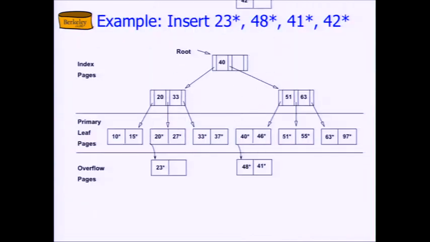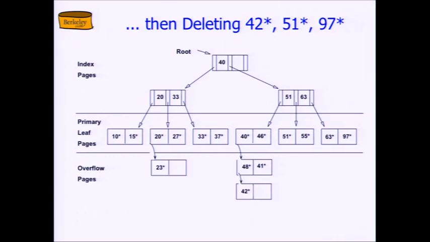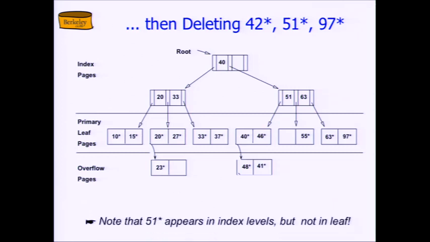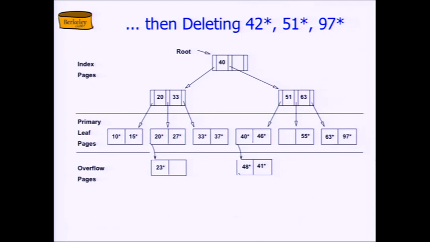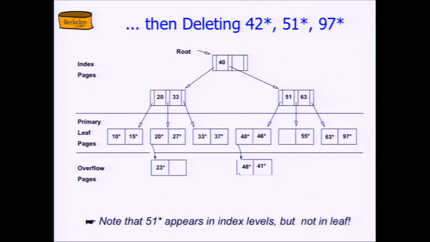So let's do our insertions again. Great. And then let's delete 42. And when we do that, we can also delete the associated overflow page and give it back to the pool. Delete 51. Actually, where'd it go? We just delete it. It's just gone, because it was in that primary leaf page, and that structure is never going to change. And delete 97. Here's a point. After we delete 51, interestingly, there's still a 51 up above in the index level. We didn't delete it from up above. That's okay. Why is that okay?